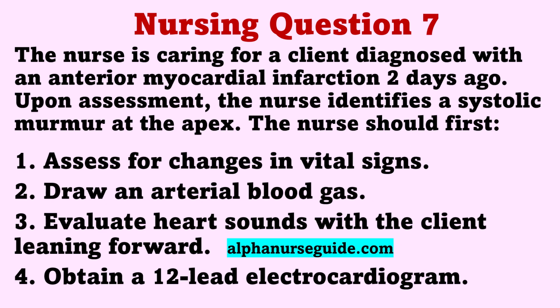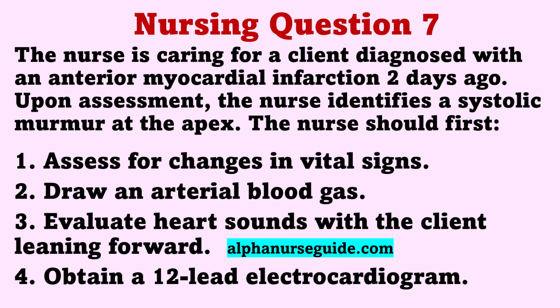The nurse is caring for a client diagnosed with an anterior myocardial infarction 2 days ago. Upon assessment, the nurse identifies a systolic murmur at the apex. The nurse should first: 1. Assess for changes in vital signs. 2. Draw an arterial blood gas. 3. Evaluate heart sounds with the client leaning forward. 4. Obtain a 12-lead electrocardiogram.